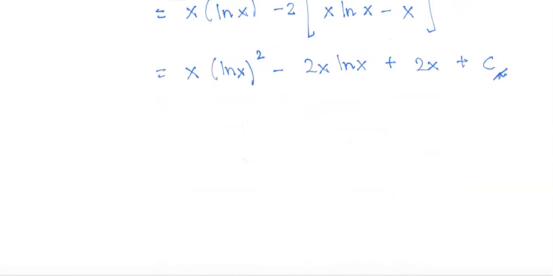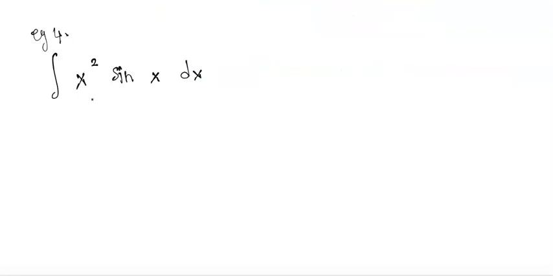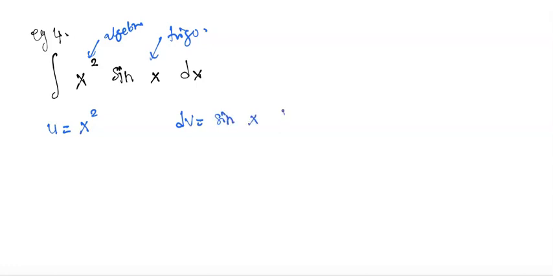Okay, let's see example 4. Say you have integration of x square sine x dx. So you have to choose which one is your u and dv. x square is algebra and sine x is trigo. So obviously your u is x square and dv is sine x dx. Left side you differentiate, you get du, which is 2x dx, and your v is integrate sine x dx, you'll get negative cos x.